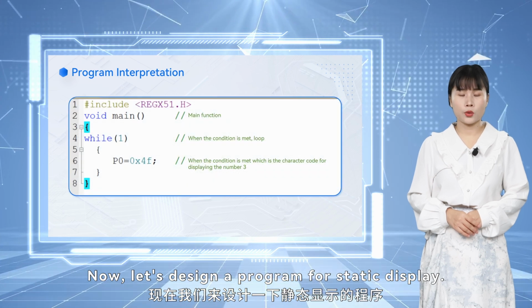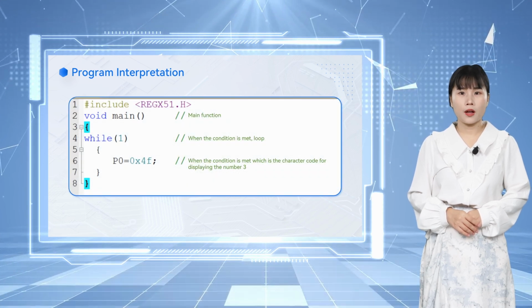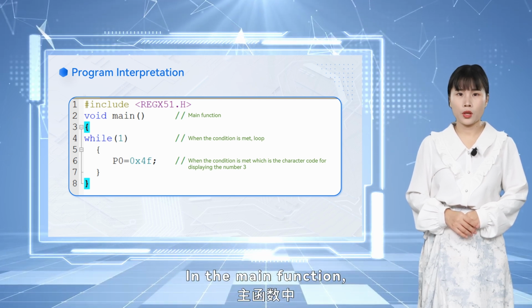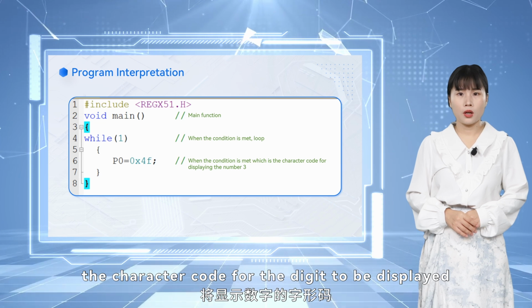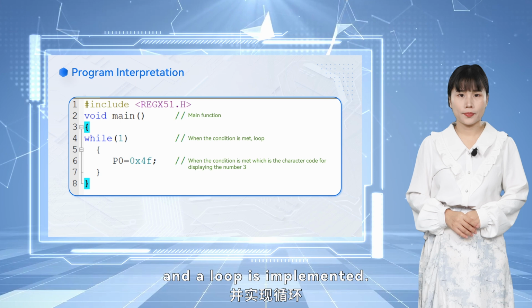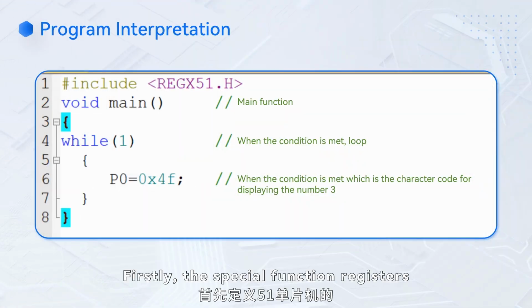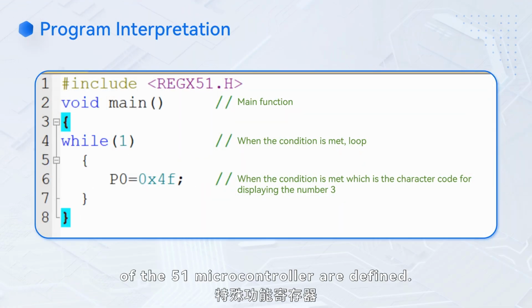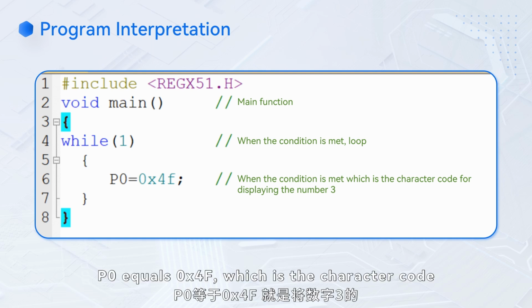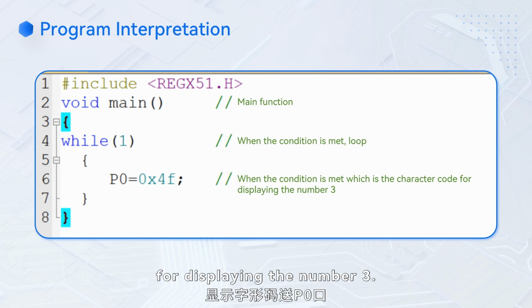Now, let's design a program for static display. The program consists of the main function. In the main function, the character code for the digit to be displayed is sent to the P0 port, and a loop is implemented. Firstly, the special function registers of the 51 microcontroller are defined. Below is the main function. When the condition is met, loop P0 equals 0x4f, which is the character code for displaying the number 3.